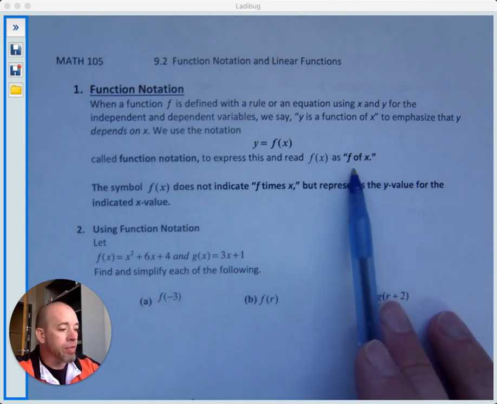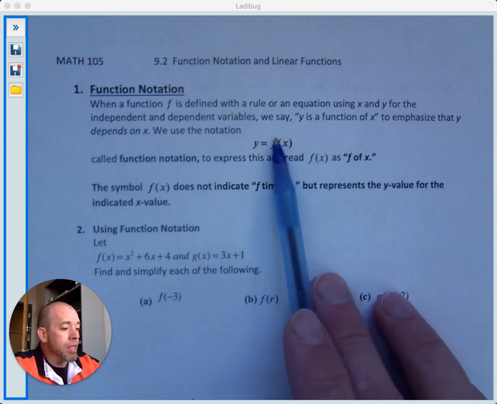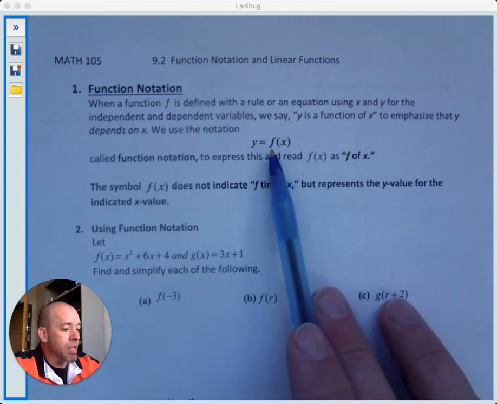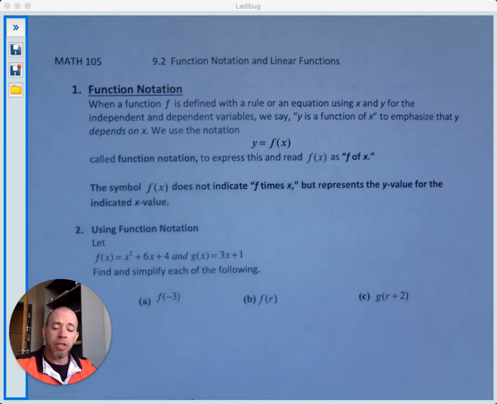That "of" does not mean multiplication. Some people get confused about that, because parentheses can mean multiplication in other contexts in mathematics. But in this context, as a function, this means f of x, which means it's really y, but it's written as a function of x.